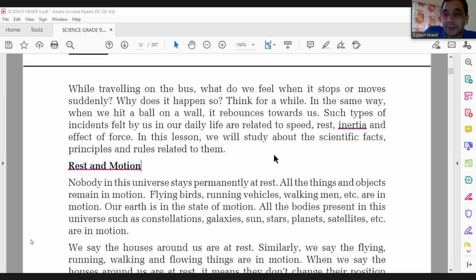So all the objects around us, either they are at rest or in motion. हाम्रो वरिपरिको अब्जेक्टहरु केमा छन्? Either they are in the rest or in a motion.